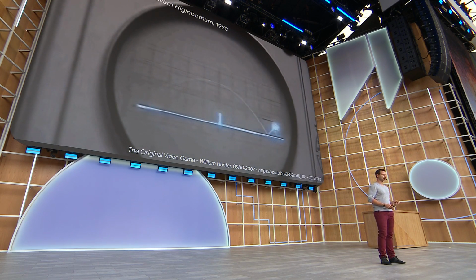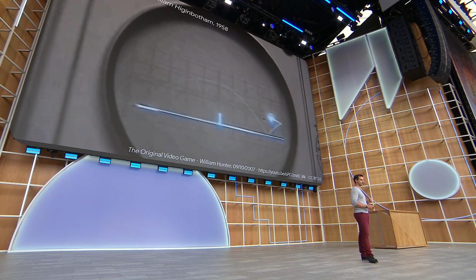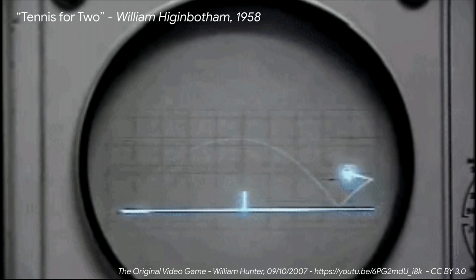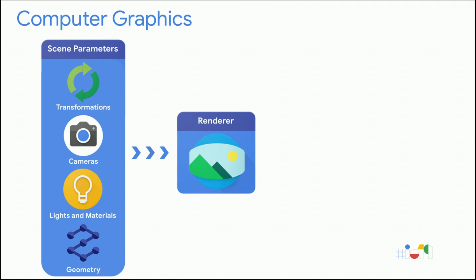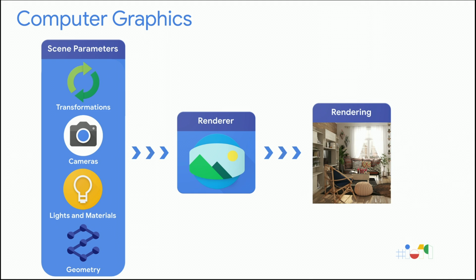To give you some perspective, this is what computer graphics was in 1958, with the first interactive game called Tennis for Two. As you can see, we have come a long way. To generate beautiful renderings, a computer graphics system needs as input a scene description. These often include transformations, which explain how the objects are placed in space, camera models, which describe from which point of view the scene needs to be rendered, light and material models, defining the object appearances, and finally, the actual 3D scene geometry. These parameters are then interpreted by a renderer to generate a beautiful image.